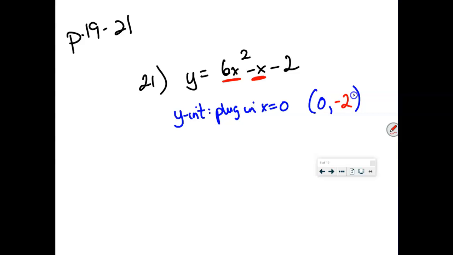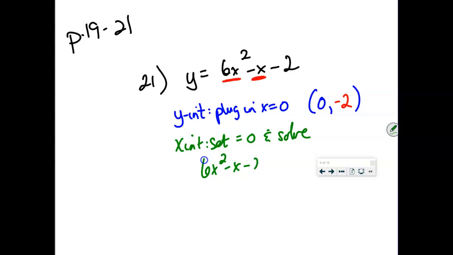So y-intercepts, really easy to find in standard form. Awesome. X-intercepts take a little bit of work, because x-intercepts of any function are the solutions to the functions. So you need to set your function equal to 0, and then you need to solve it. Well, excellent news. You guys are wonderful factorers. So you're going to be able to factor this for me. I hope.